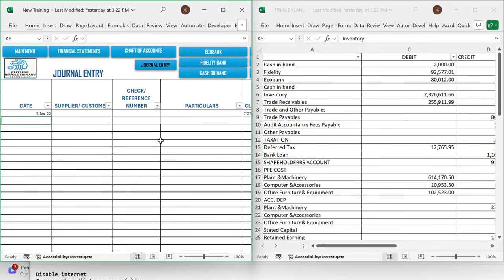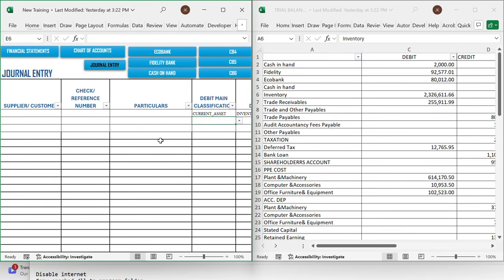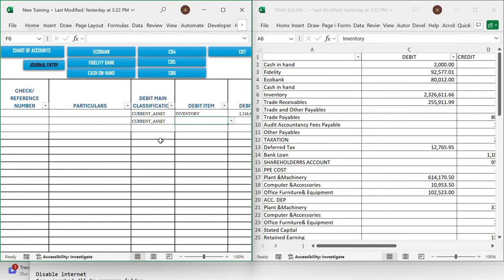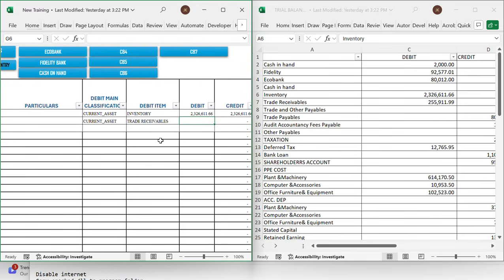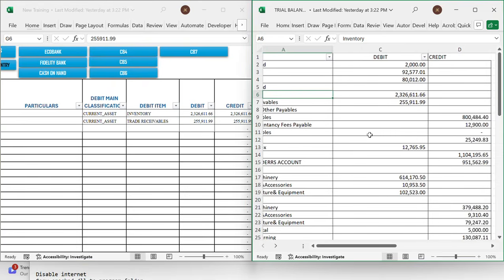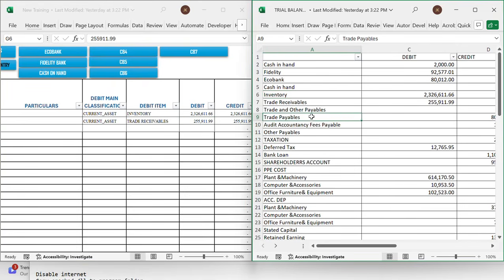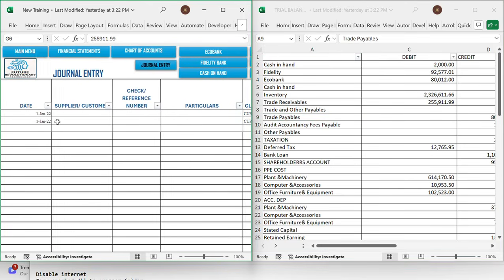We also have trade receivables, the same trend, current assets. This one is trade receivables. So if you don't have it, you need to go to the chart of account and then add it as part of the current assets, 255911.99. Right. So we have trade payables, the same date.